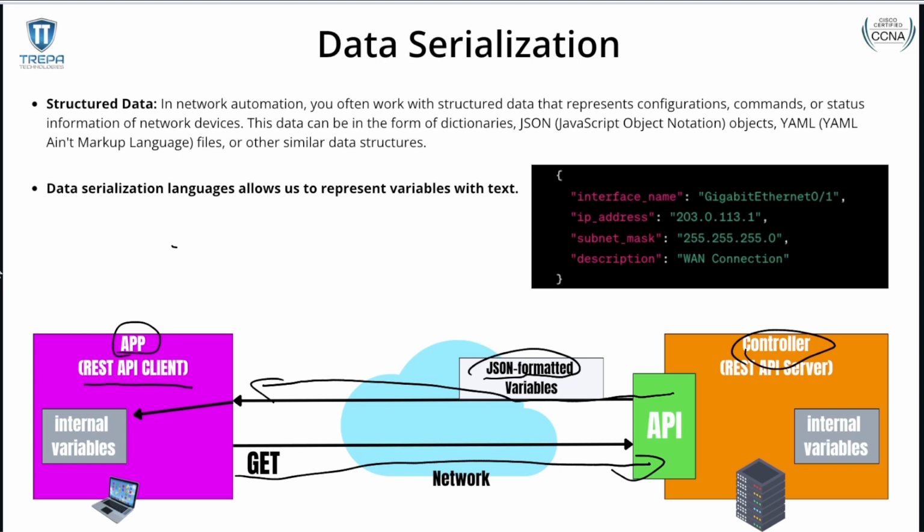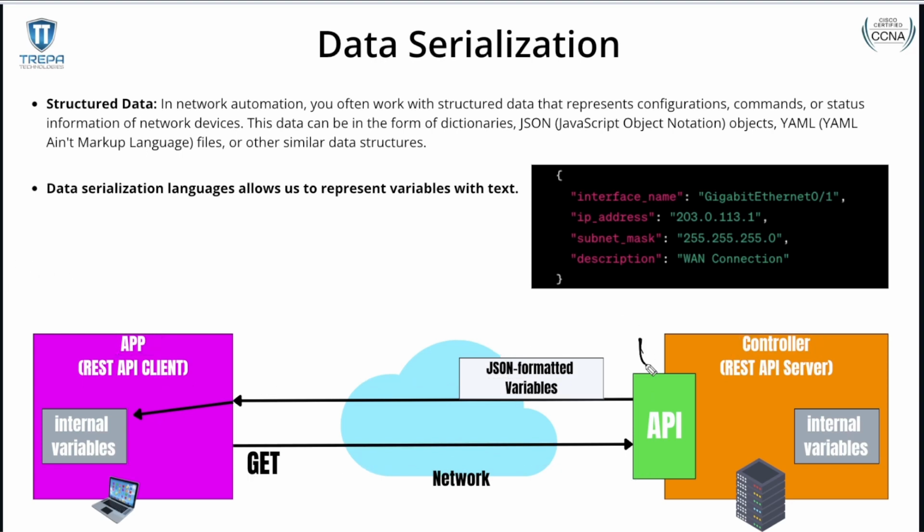So with JSON, the beauty of it, when we do our GET request, and this would be like an HTTP GET request, you know, there's a REST API, which we're going to talk about in the next video. This API would receive that and say, okay, you're looking for these internal variables. Maybe you're looking for the CPU utilization of R1, because if this is a controller, you've got to imagine this is like a DNA Center that has hundreds of routers.